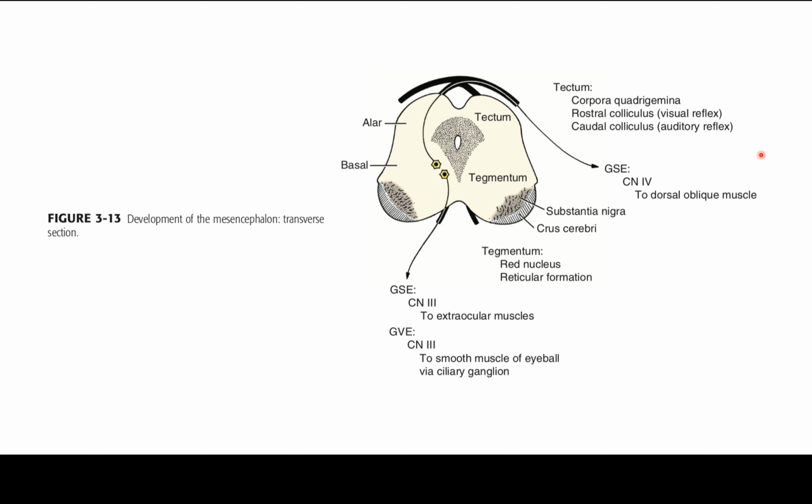The crus cerebri on the ventral surface of the midbrain results from the caudal growth of axons from telencephalic projection neuronal cell bodies. These are continuous from the internal capsule in the diencephalon.